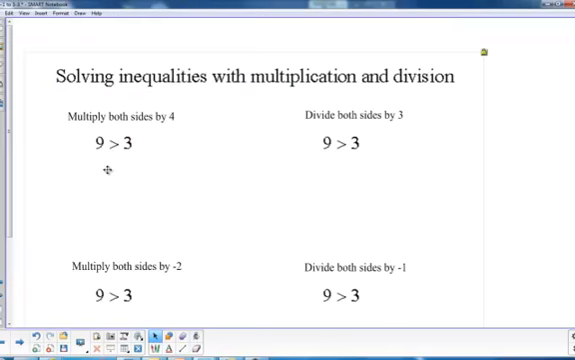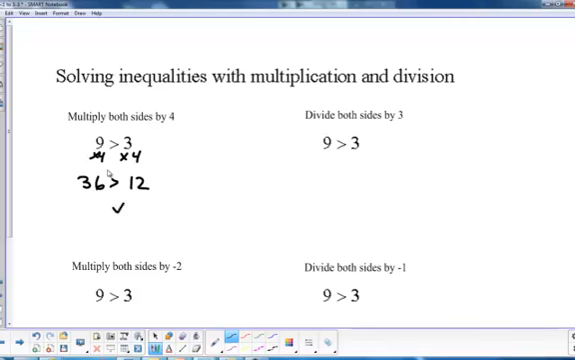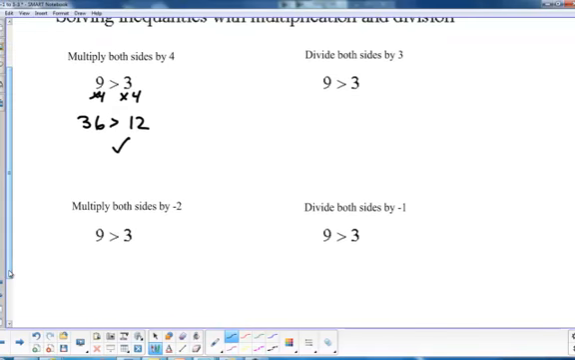If we multiply both sides by 4, do we get the same thing? So is 36 still greater than 12? Yep. So that works out. If we multiply both sides by negative 2, do we get the same thing? Is negative 18 greater than negative 6? No. Think about your money. You'd rather be 6 in the hole than 18 in the hole.